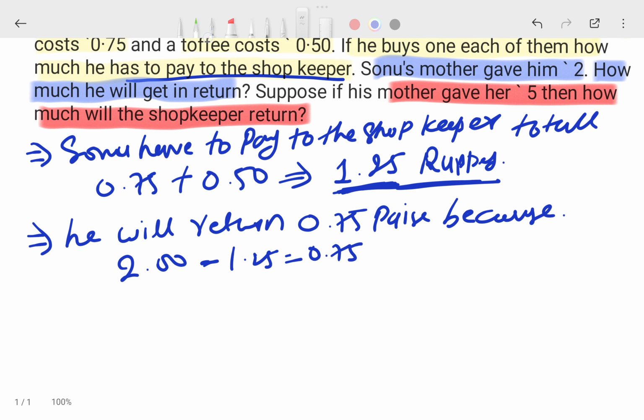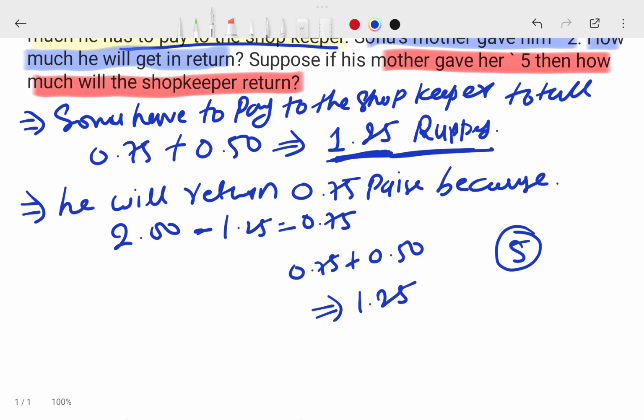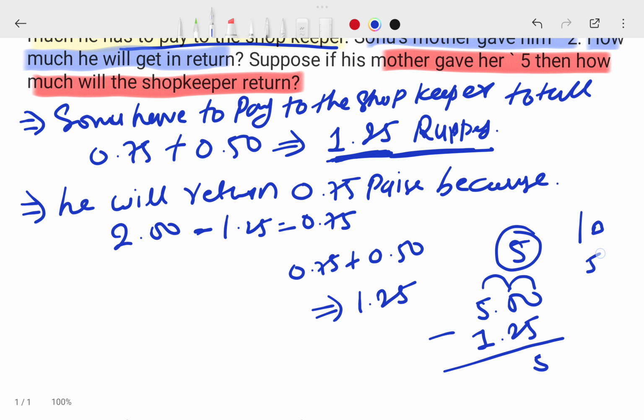Okay, let's understand. Sonu's mother gave 5 rupees, and the total price of buying the chikki and the chocolate is 1.25. So 5 rupees means 5.00, and from this we have to subtract 1.25. After subtracting, the 5 is going to be 10 after borrowing, and the number before it becomes 9.